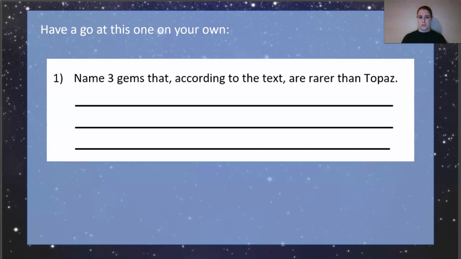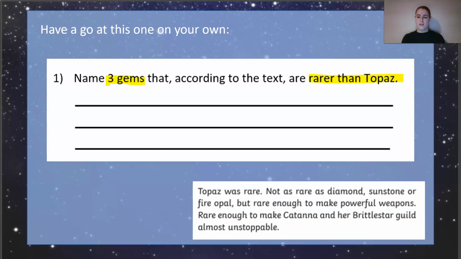Okay, so let's go through this one together. So I realise if you don't have the text in front of you, you might need to go back and rewind the video just to that little bit on the text so you can find it. So first of all, we've got the 3 gems, okay? And then it has to be something rarer than topaz, okay? So I'm going to put the text up here for you to have a look at. So if you weren't able to find the text beforehand, pause the video now and have a quick read of it and answer the question. Okay, so now that you've got that there in front of you, I realise that was a very silly mistake of mine. I'm looking for the name of 3 gems that are rarer than topaz.